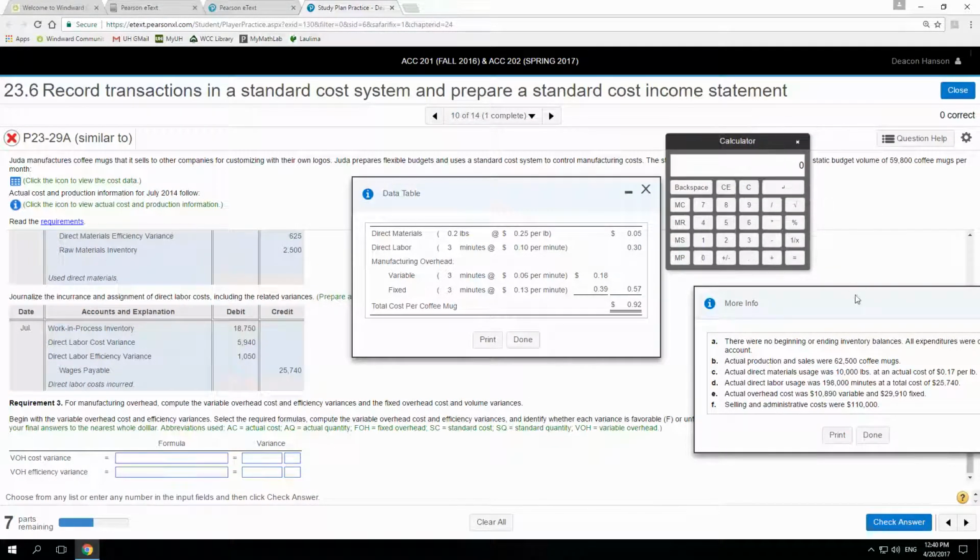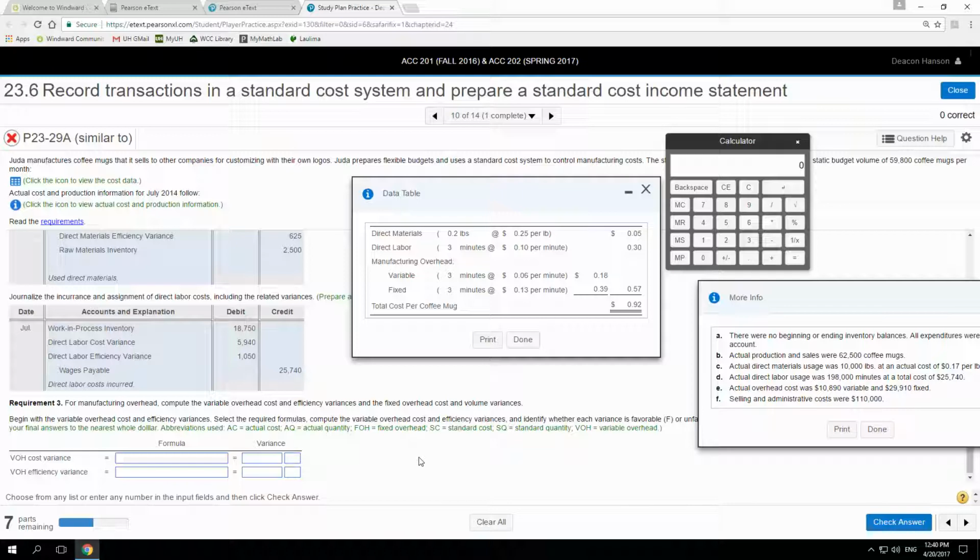So we'll move some things up and around here. The first one is the variable overhead cost variance. To compute the variable overhead cost variance, you'll take the actual variable overhead and subtract the standard cost times actual quantity. That's your formula. Then to get the variable overhead efficiency variance, you'll take the actual quantity minus the standard quantity and multiply it by the standard cost. So you have your formulas in there.